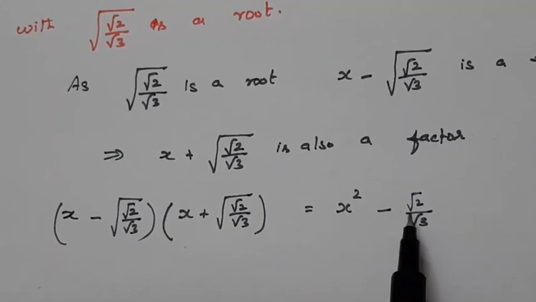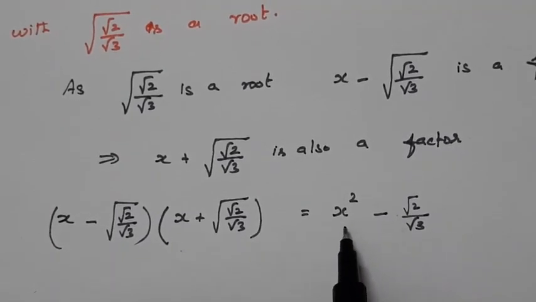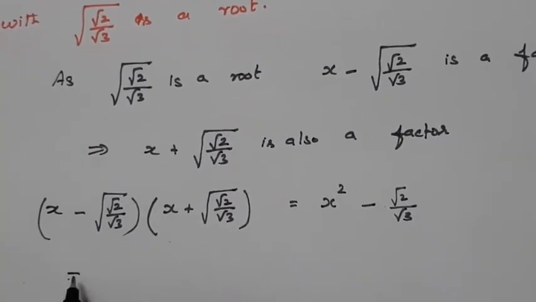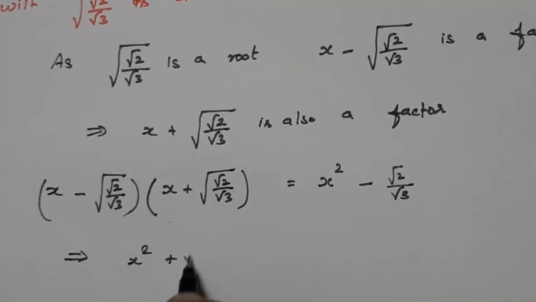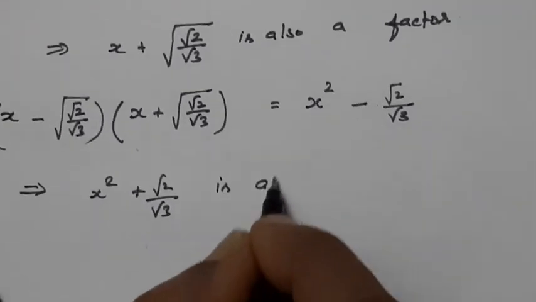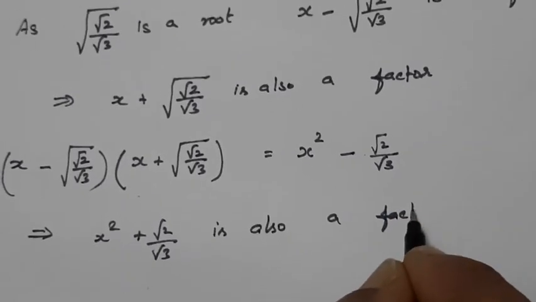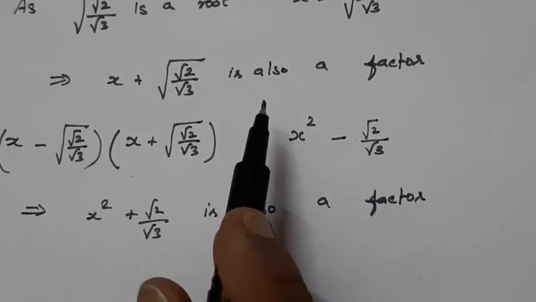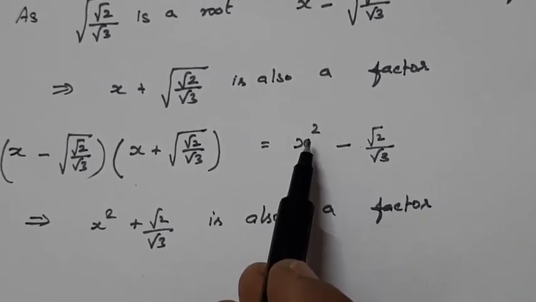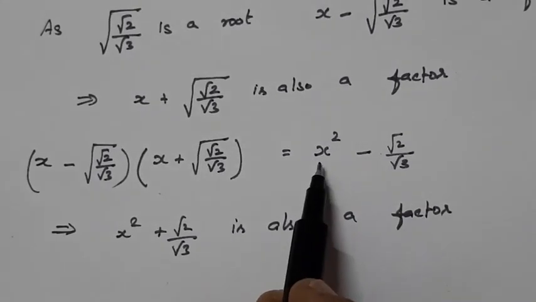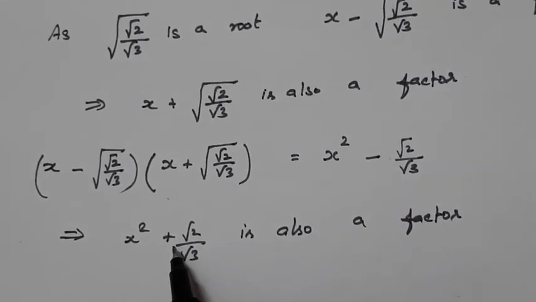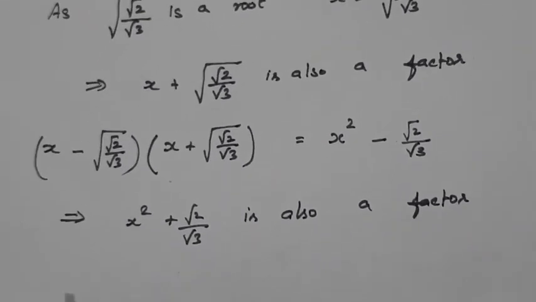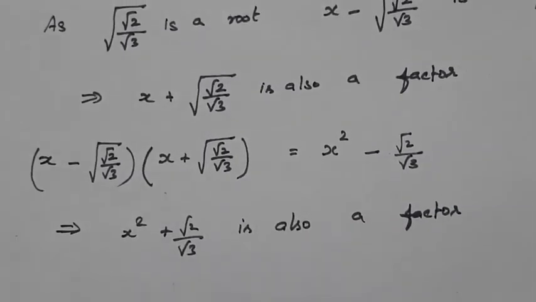To get rid of this irrational coefficient, let us take that this is one factor and there will be another factor with the plus sign. Okay. So this implies that x squared plus root 2 by root 3 is also a factor. Still we have not reached integer coefficients. So the polynomial equation is not of degree 2, it may be of higher degree. So considering this as a factor, there will be another factor with its conjugate, that is the positive sign. So again you have to multiply these two to get the required equation.